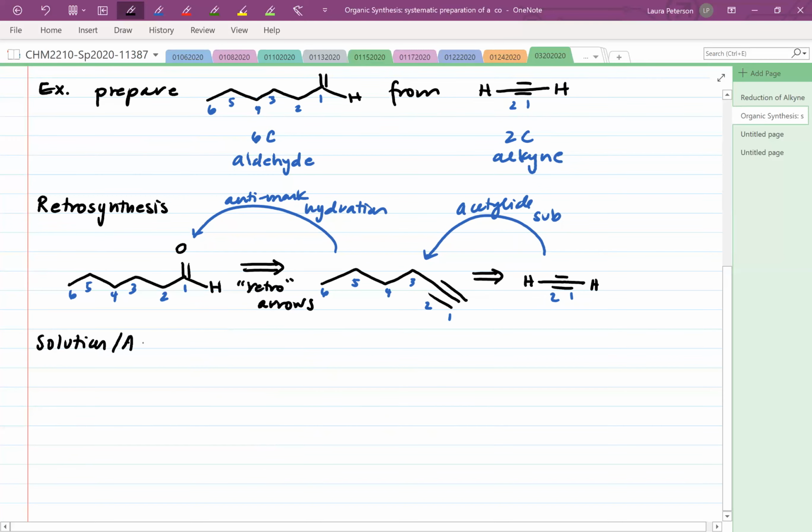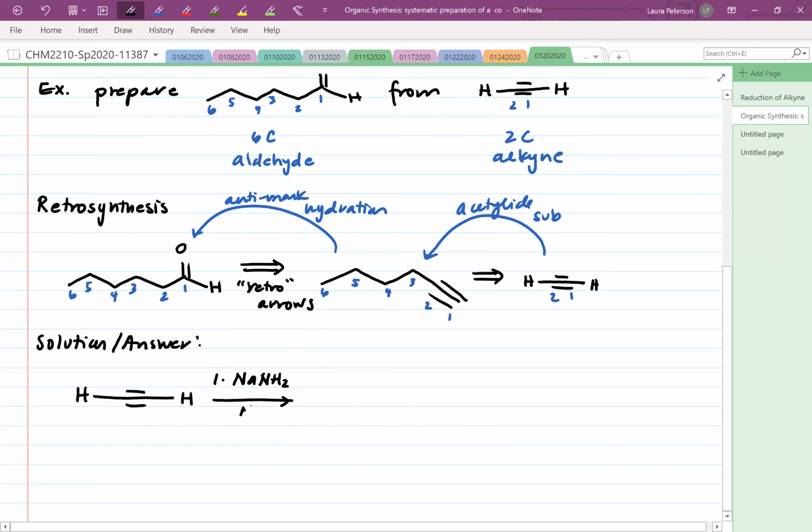Okay, so in this case then, this is where we're going to go in the forward direction. We're going to start with the starting materials that are given, and we're going to give the reagents and conditions to complete the synthesis. Okay, so in step 1, we know we're doing acetylide substitution from our retrosynthesis.